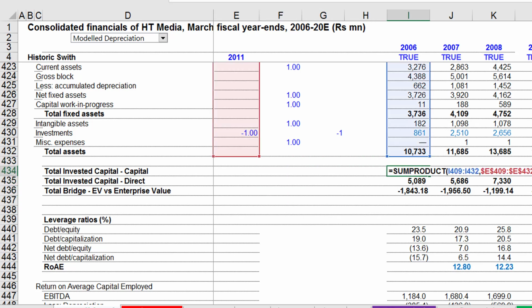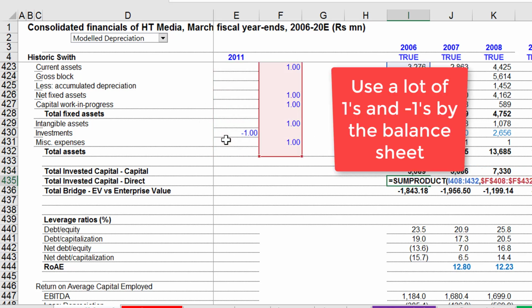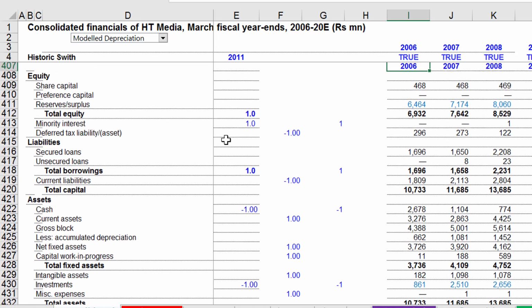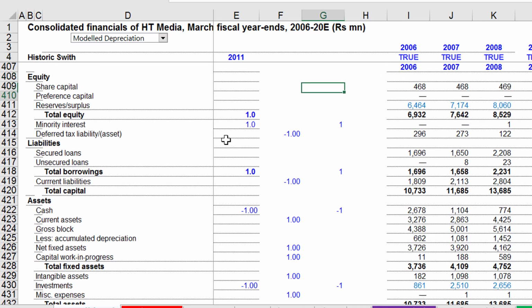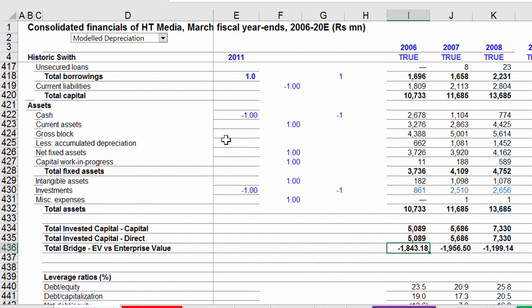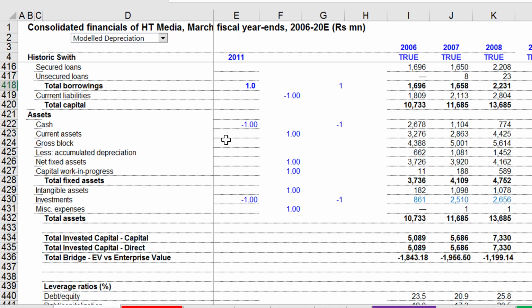Then you make this sum product, and you add up all the balance sheet items and multiply it by the plus or -1, and you do the same thing with the liabilities. And while you're at it, you compute the bridge between enterprise value and equity value that we'll use when we compute historic EV to EBITDA and other things. And they had negative debt, really, because these investments plus the cash balance up here were more than the borrowings.